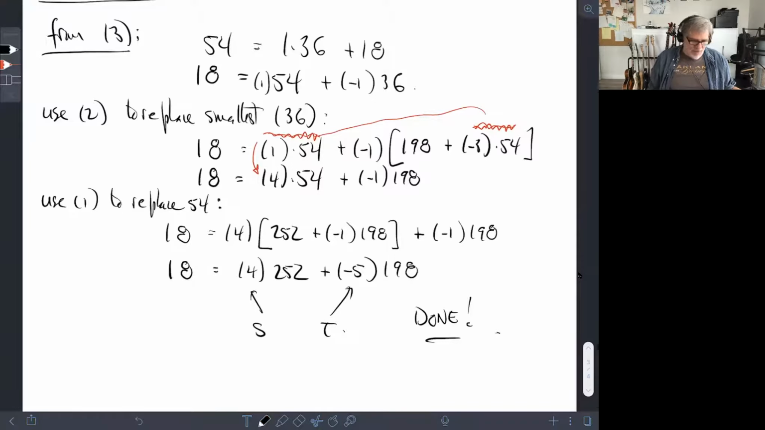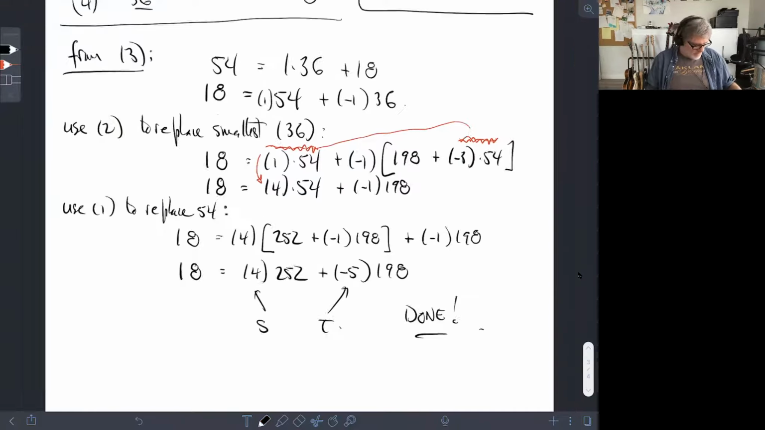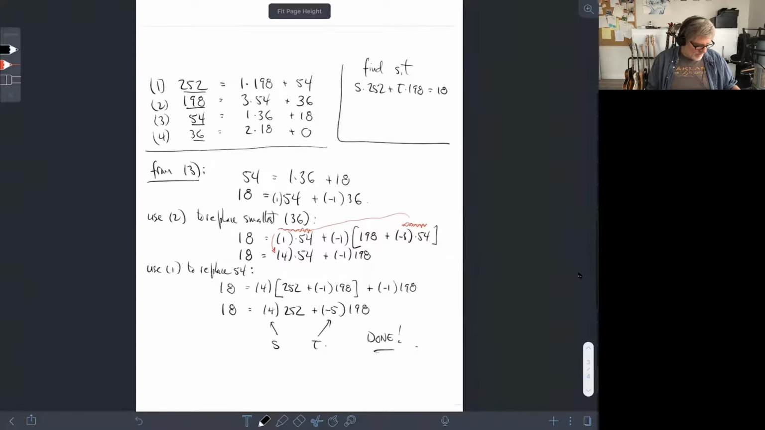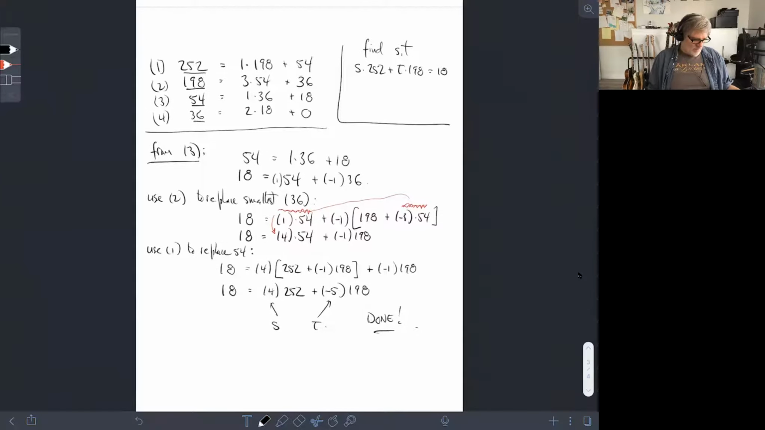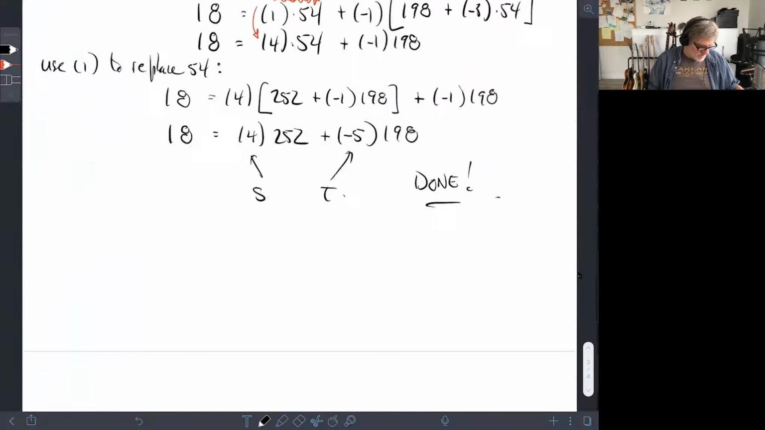Now I haven't told you why this would be of any interest at all, and let me try to do that now. This is the way that we can find those coefficients. That's an explicit way of finding them, but there are also theoretical applications of just the existence of these two integers.